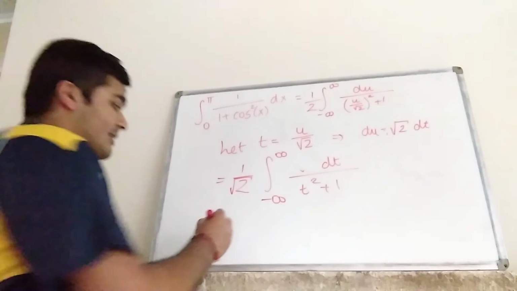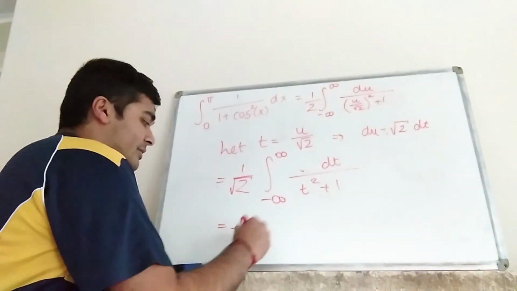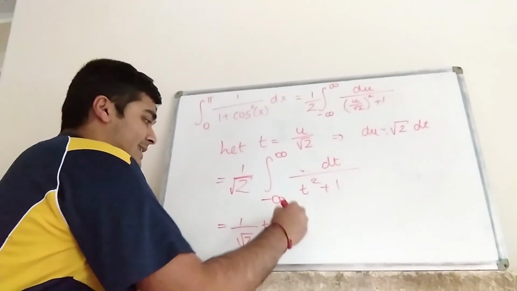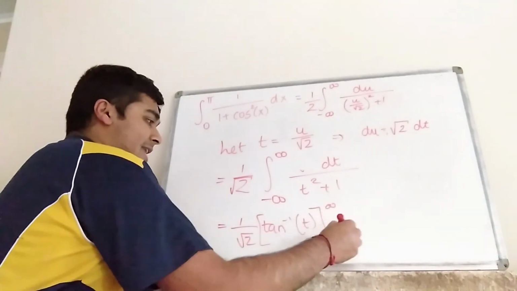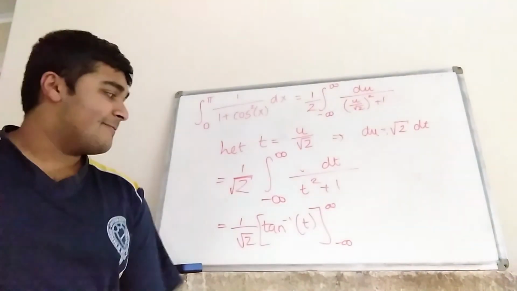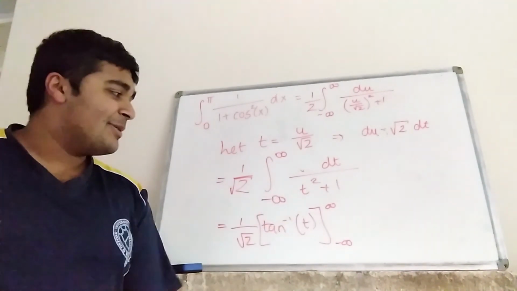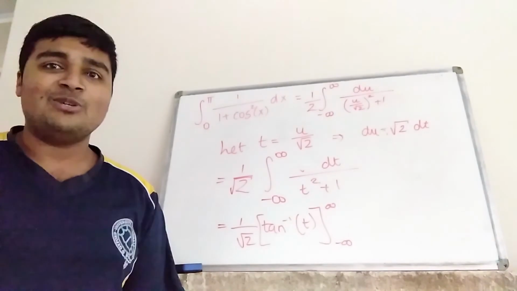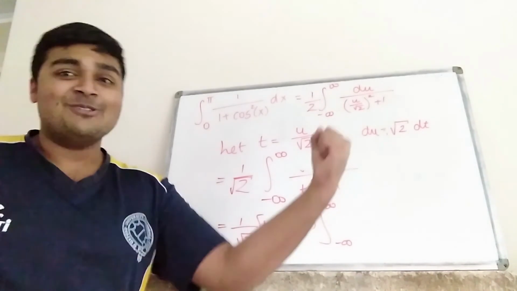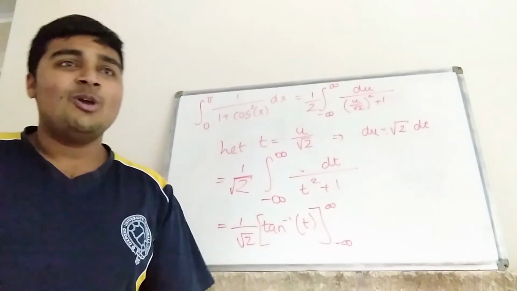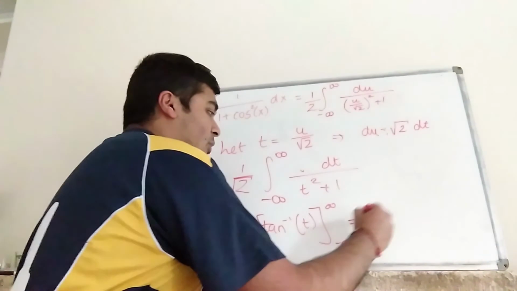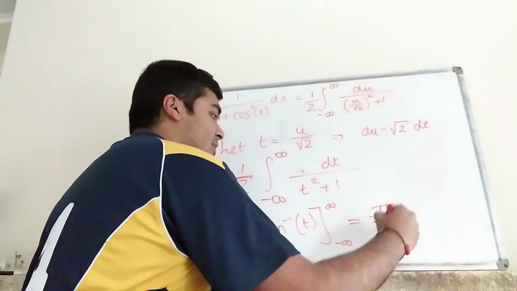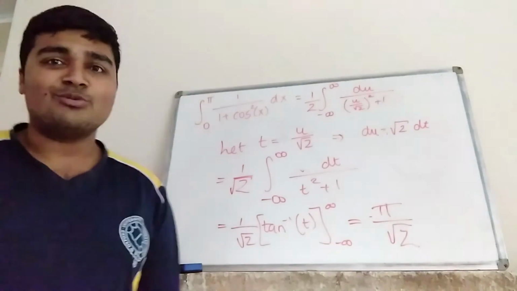This is a nice exact derivative. This is 1 over root 2 times the inverse tangent of t, evaluated from negative infinity to infinity. When we put in t as infinity, we get pi over 2, and when we put in negative infinity, we get minus pi over 2. So we've got pi over 2 minus minus pi over 2, which is pi over 2 plus pi over 2, which is pi. So this thing here is just 1 over root 2 times pi, which is pi over root 2.